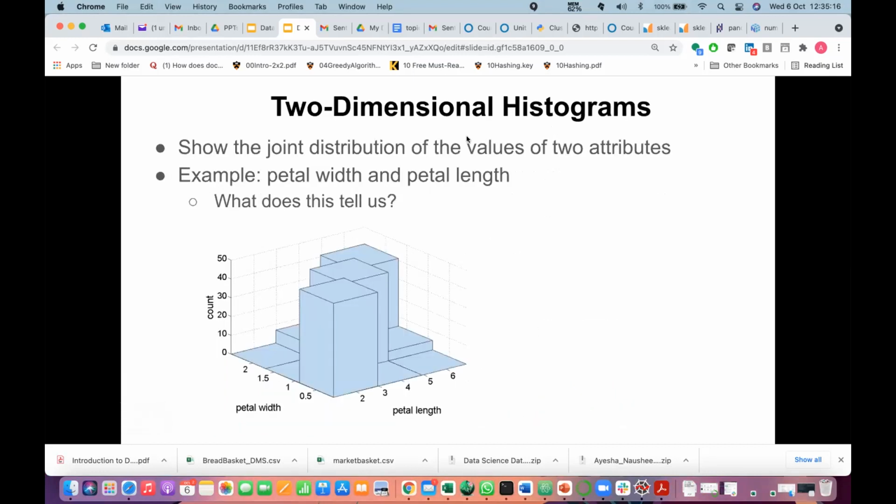Then 2-dimensional histograms also can be done. All these packages are there. You need to understand the right package and how to use it. But first you should get the idea that we can also visually show 2-dimensional histograms, which show the joint distribution of the values of 2 attributes. Example, petal width and petal length.